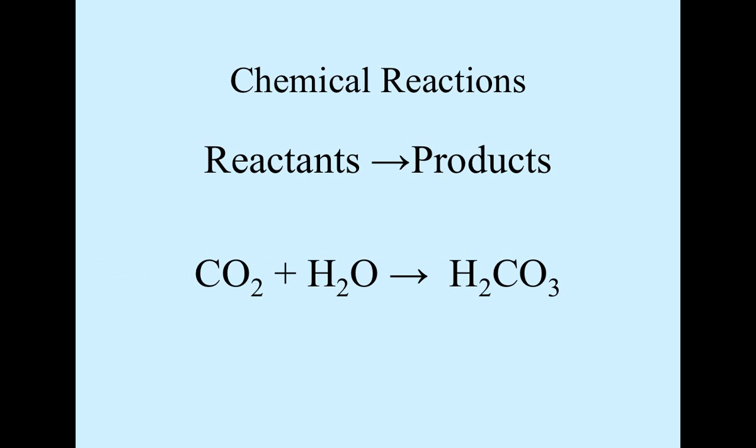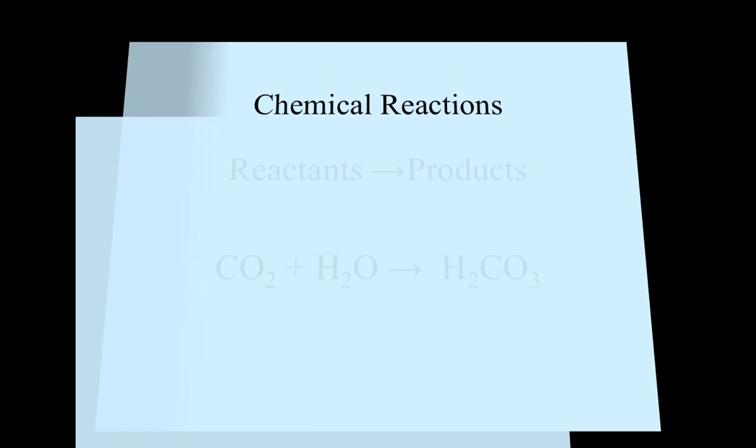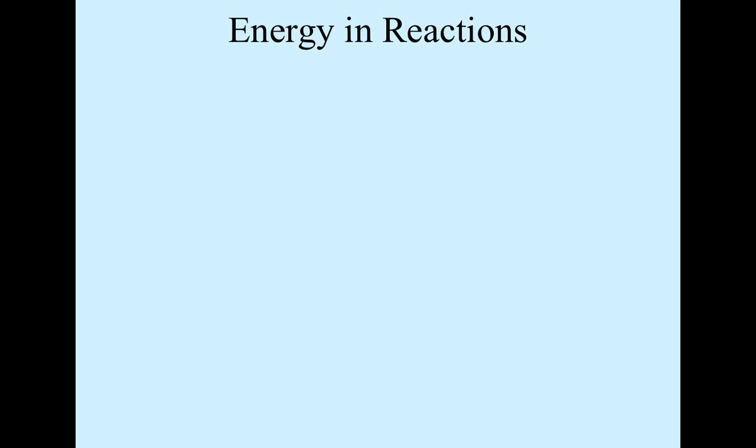So for example, I have an example reaction here. CO2 plus H2O with the arrow, you read that as yields H2CO3, or carbonic acid. So in this case, my carbon dioxide and my water would be my reactants, and my carbonic acid, my H2CO3, will be my products. Now, no matter what type of chemical reaction I have, all of them involve energy.